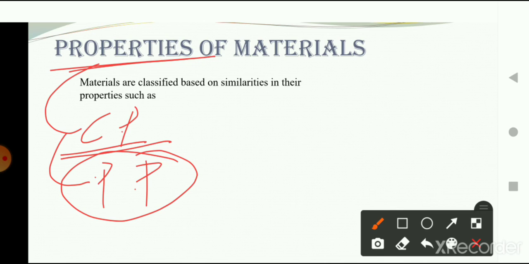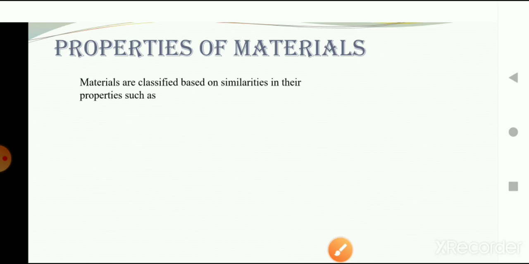So these are examples of some physical properties. By the word physical, you can understand that physical means those things that you can actually see or feel physically. In this chapter, the sorting that we are going to read is according to the physical properties of the material. So materials can be classified on the basis of the similarities in their properties, their physical properties.